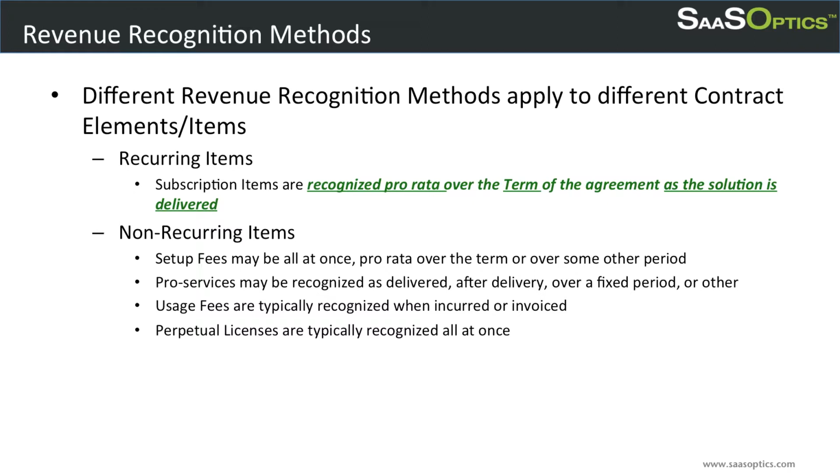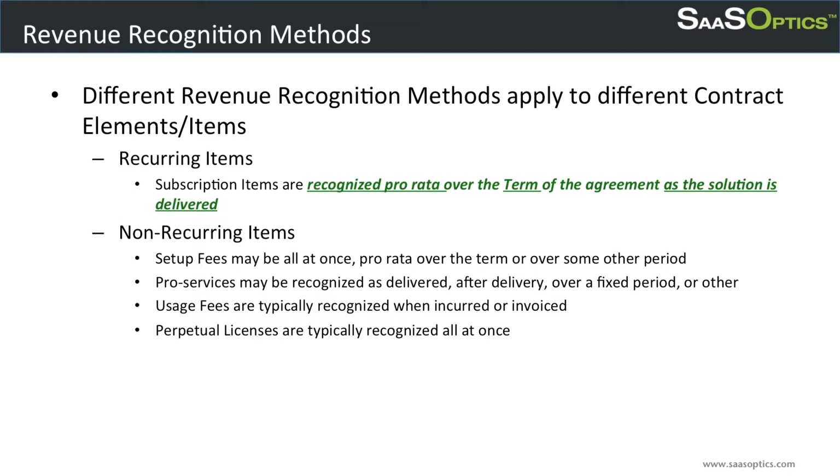So we may charge the client $12,000 or $1,000 or $100,000 upfront. Maybe it's paid in cash, gold bullion, credit card, wire, doesn't matter. But over the period of the term, in this case maybe a year, we're going to recognize the revenue ratably over that period of time. Okay, and that's pretty straightforward. Most people get that. Non-recurring items can be recognized all up front.